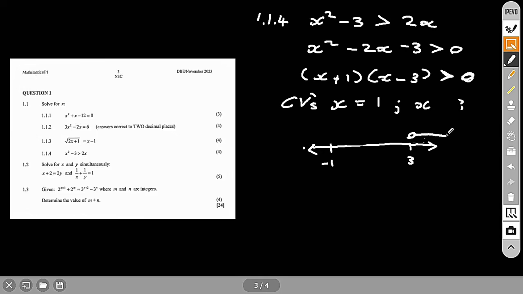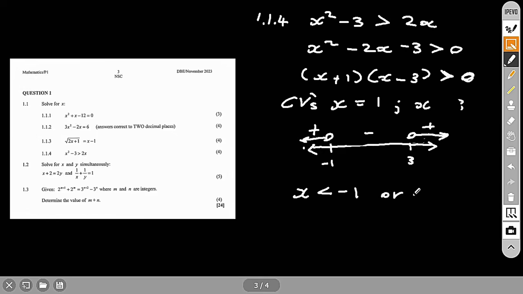I've explained that. So now we write our final answer. Our final answer is x. To get a positive here, we got a positive, a negative, and a positive. To get a positive here, what did we do? We used a number that is less than -1. That's how you see if you have to put a less than or a greater than.